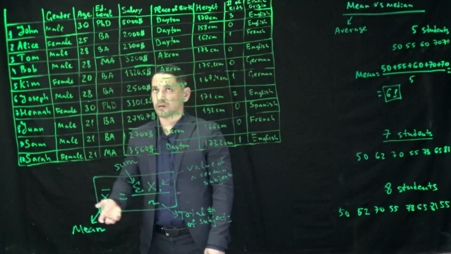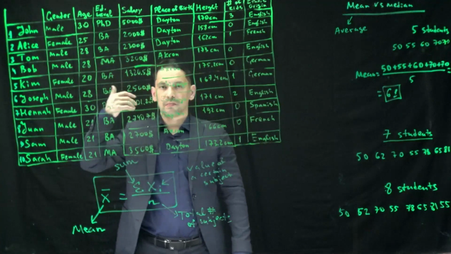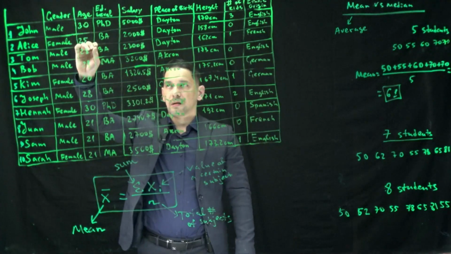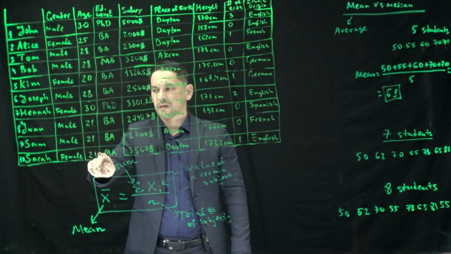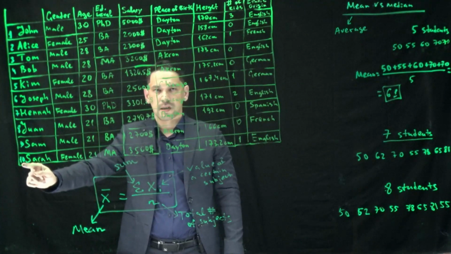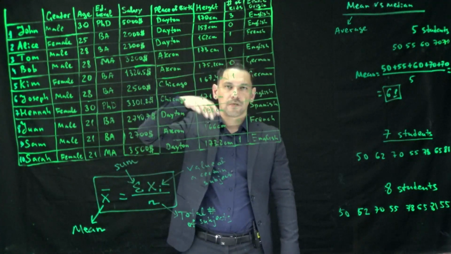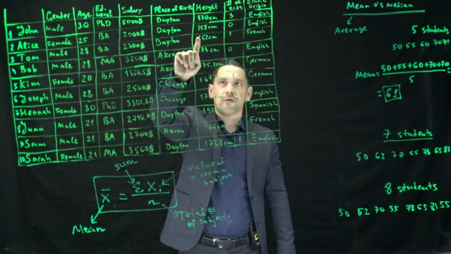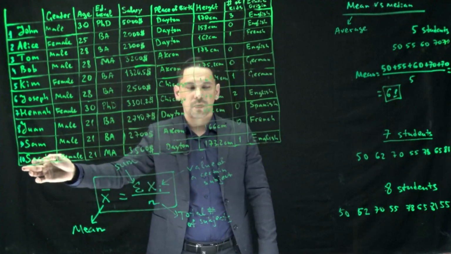Okay, I'll give you an example here. Let's say I ask you to calculate the mean for the variable age. You just have to sum up the ages of all the 10 people here and then divide that sum by the total number of people, which is 10. Same for the variable height. If I say calculate the mean for the variable height, just sum up the heights of all the 10 people here and then divide the sum by 10, which is the total number of people.